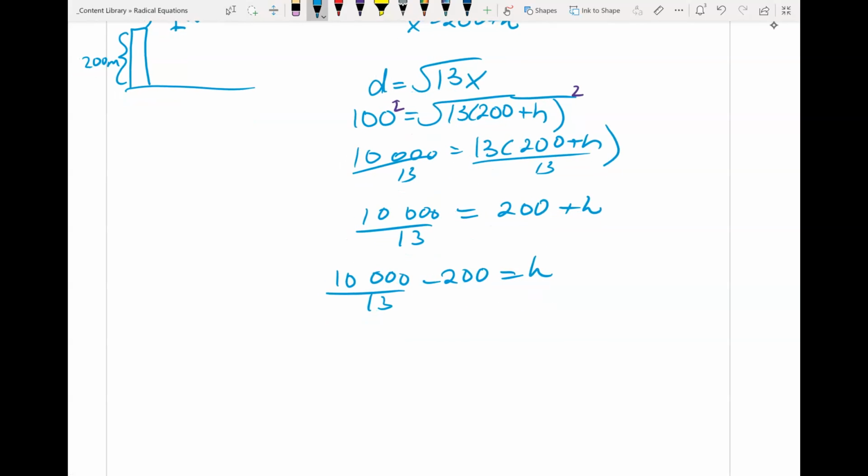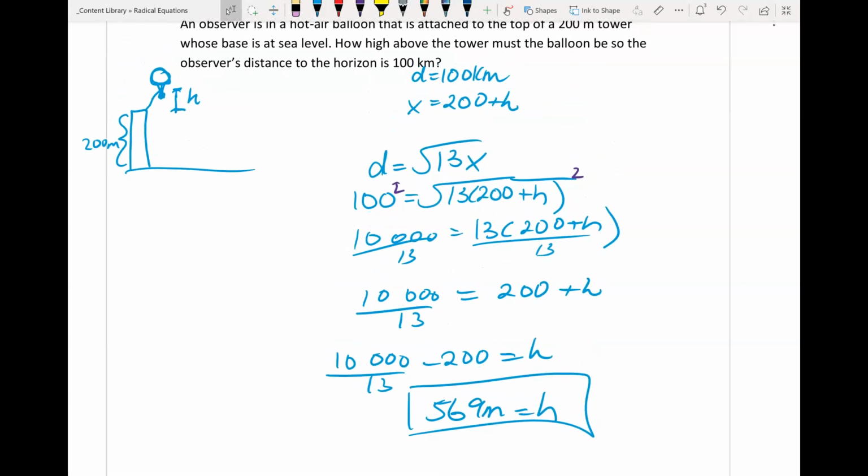And then now we just need to do a little calculation. You can either use fractions in order to do this. If it's in the calculator section of your test, then you go ahead and use a calculator. But h is going to be 569 meters. And that would be your final answer. This is the height above the 200 meters.